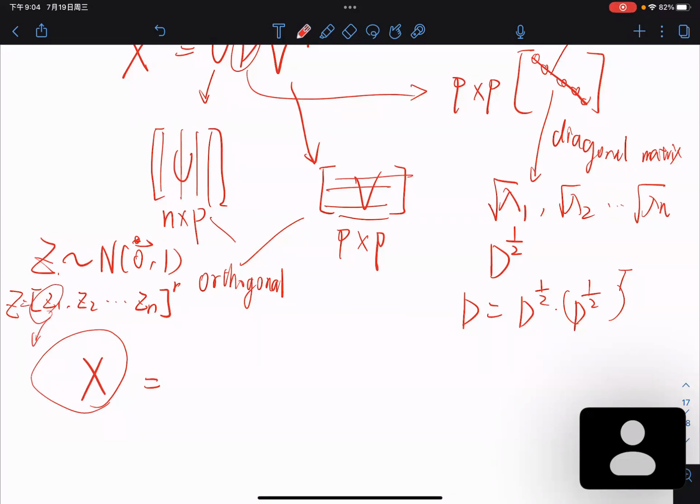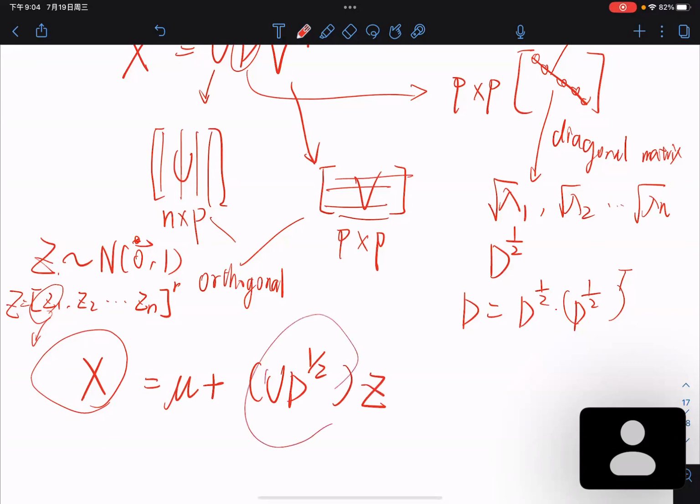And this X can be mu, which is our mean, plus what? U D to the 1/2 multiplied by Z. So we just need to find a suitable U and Z combination to solve any kind of X we want.